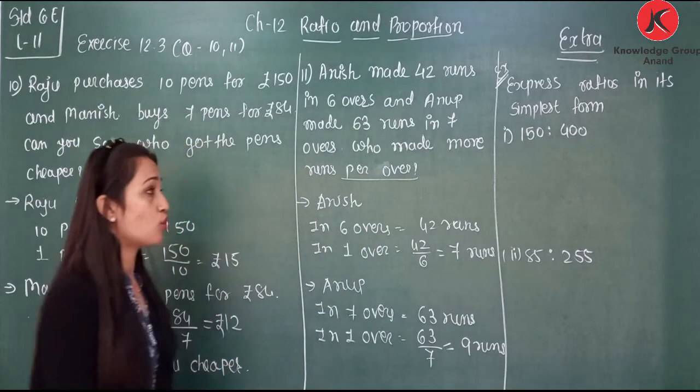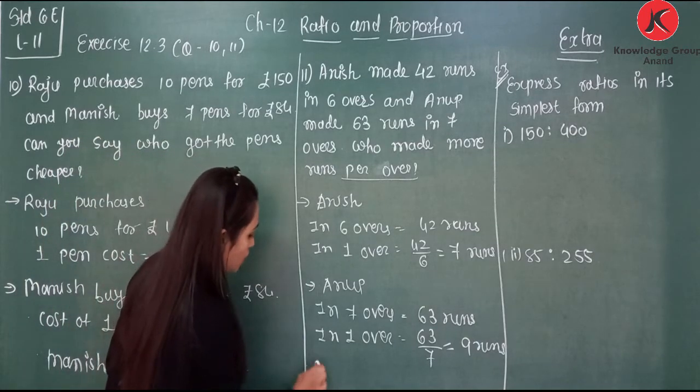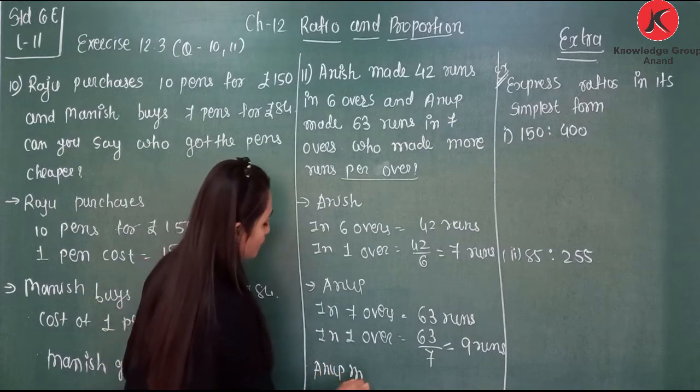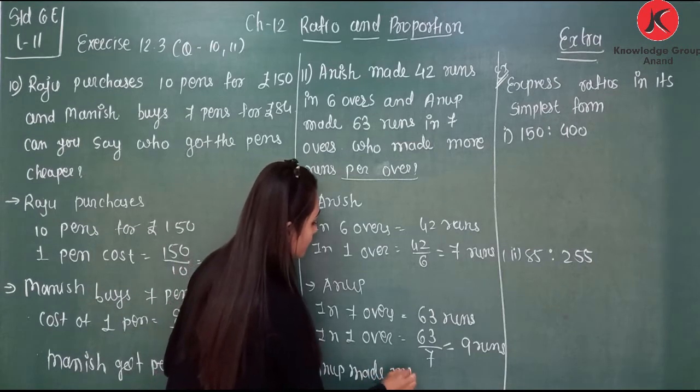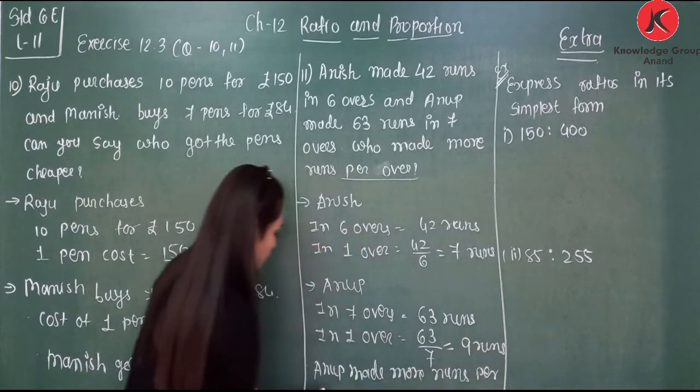So who scores more? Here Anup scores more in 1 over. So we can write: Anup made more runs per over.